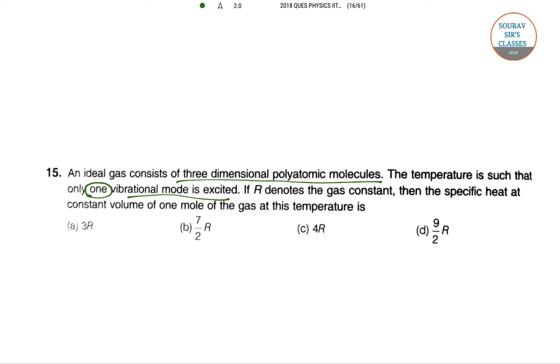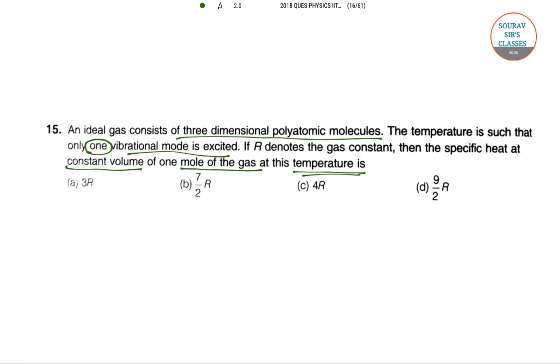at constant volume of 1 mole of the gas at this particular temperature. Here, a 3D gas molecule has 6 degrees of freedom.